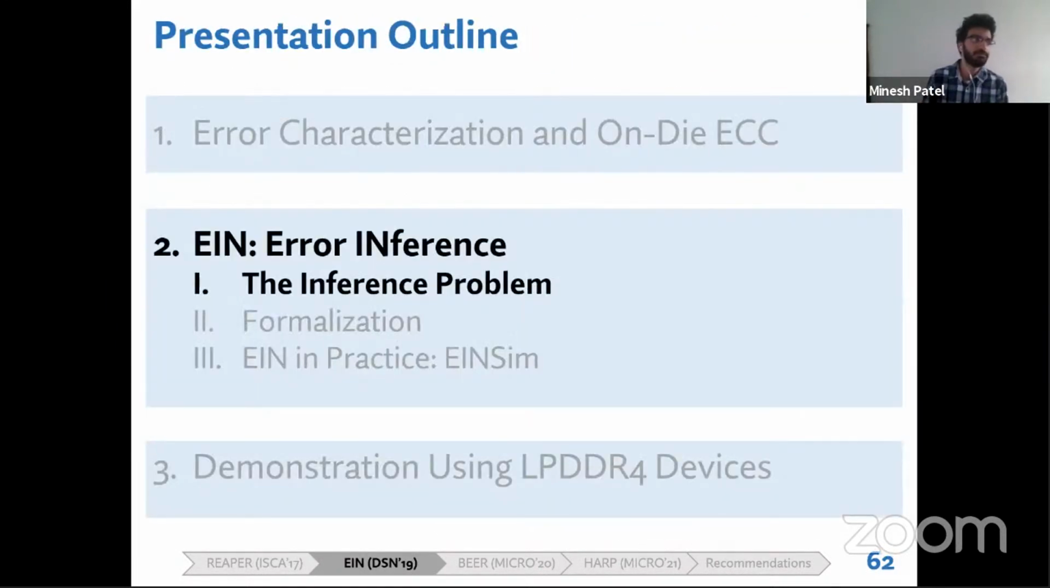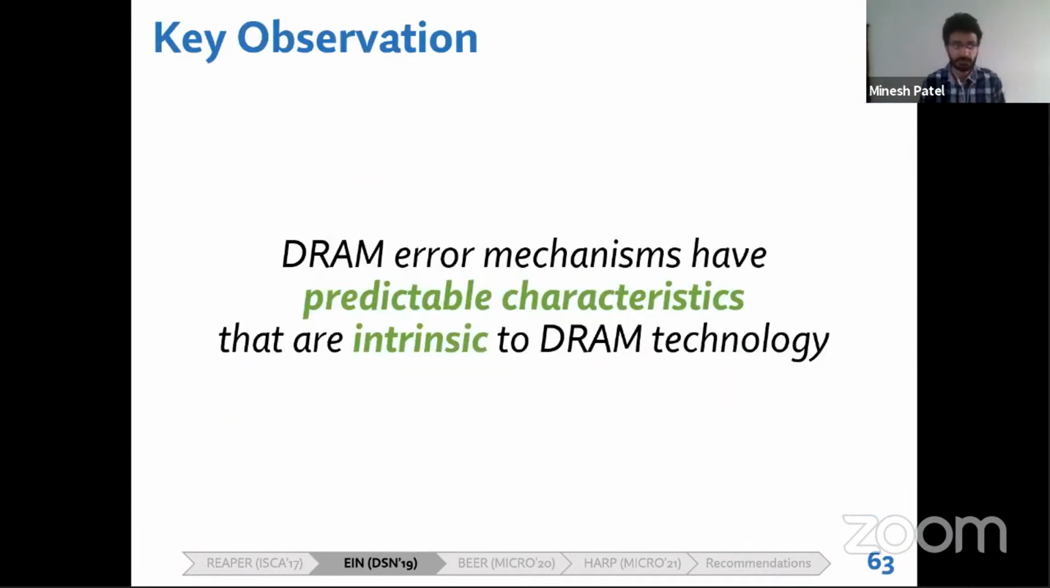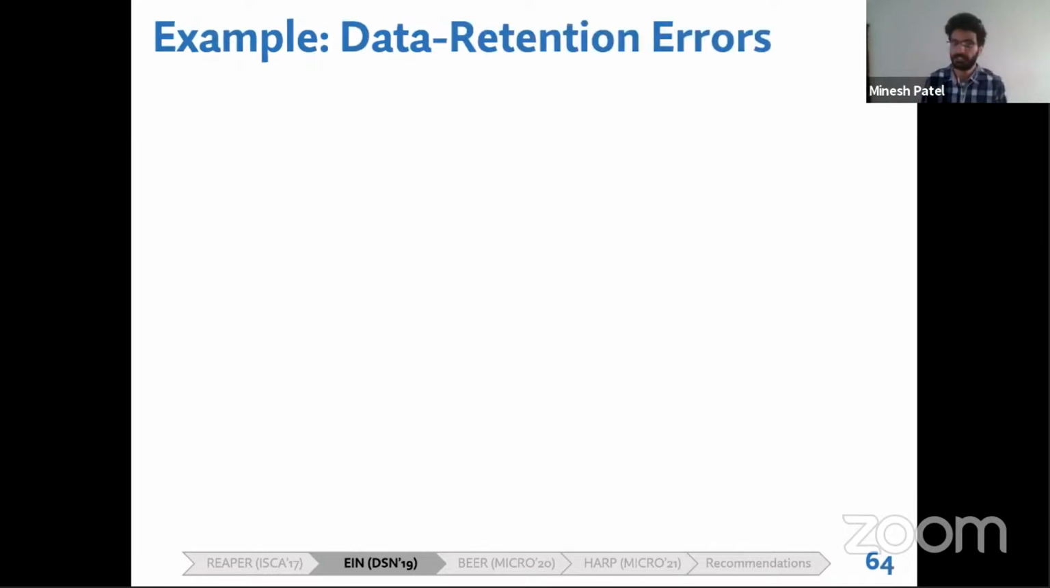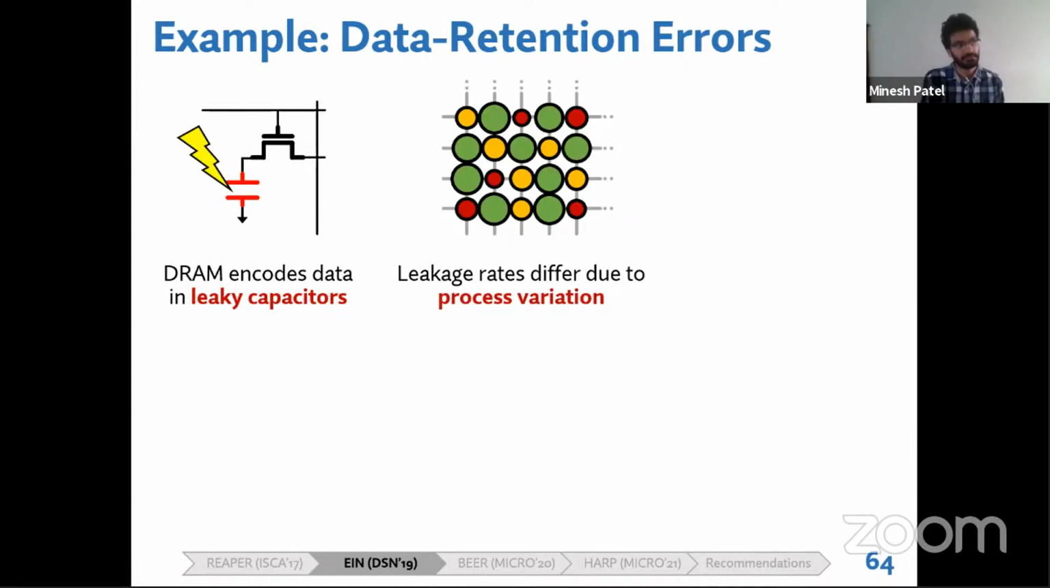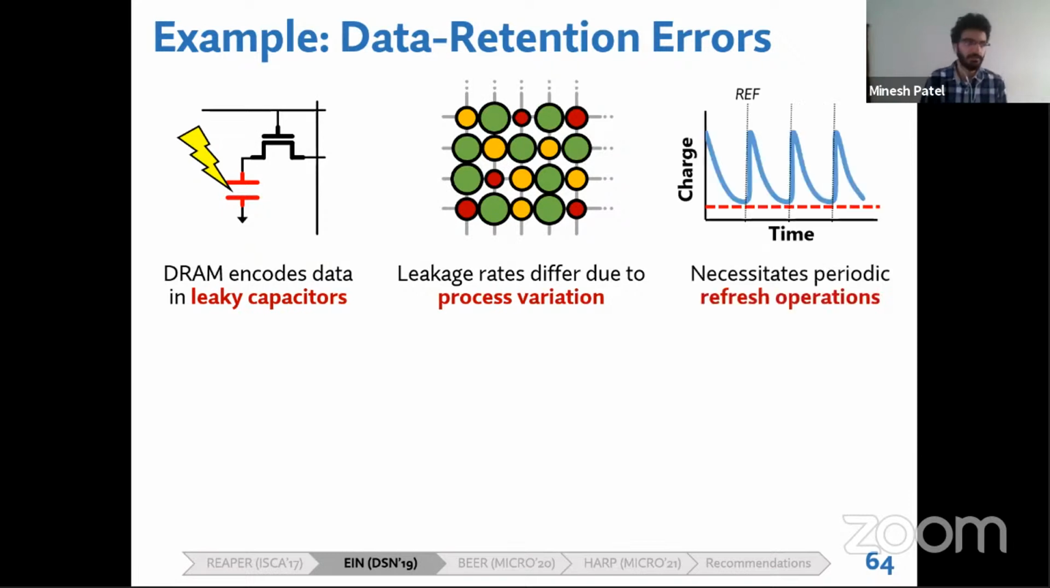Okay, so now I'm going to move into talking about the mechanism that we propose, which is EIN. EIN is based on the key observation that DRAM error mechanisms have predictable characteristics that are intrinsic to the DRAM technology. For example, we talk about data retention errors, which we previously discussed a little bit in the context of Reaper. These occur because DRAM encodes data in leaky capacitors, and these leakage rates vary due to process variation, and this requires us to perform periodic refresh operations.